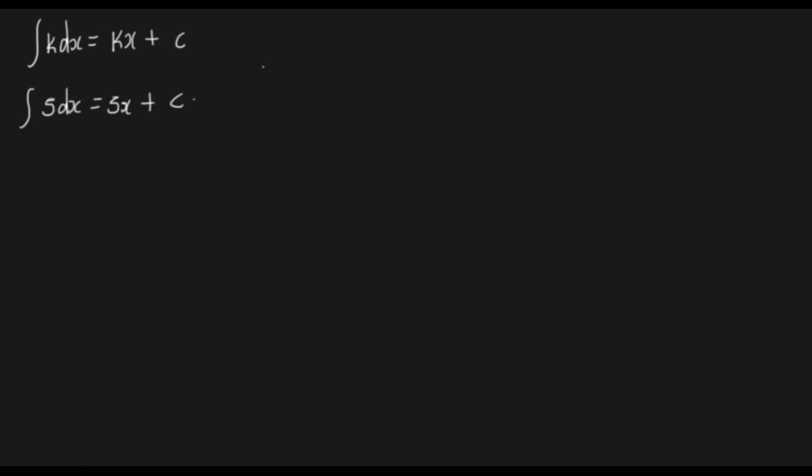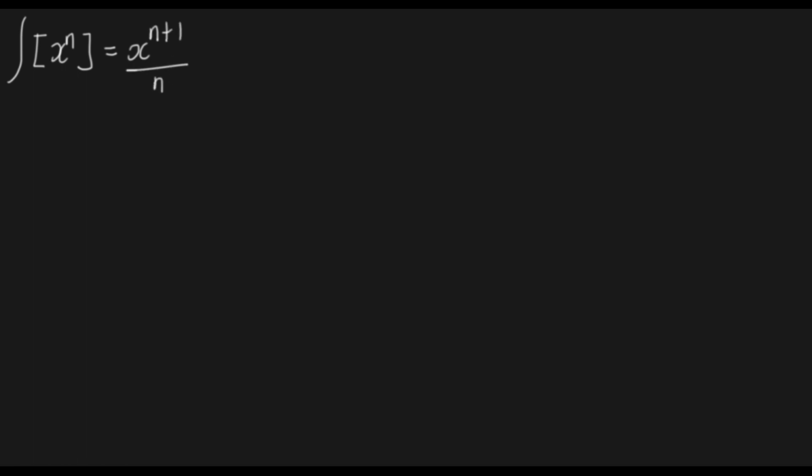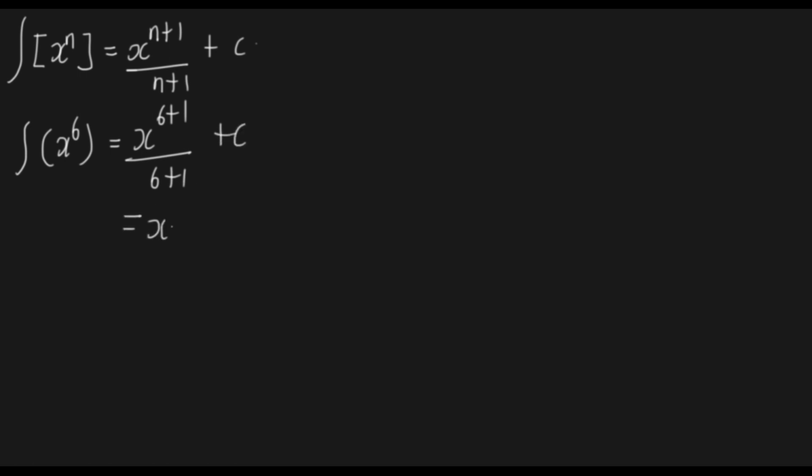Then rule number 2, we look at the power rule. Here we are saying we have x raised to the power n. This can be integrated as x to the power n plus 1 over n plus 1, plus c, some constant. Let's say we have x raised to the power 6. This can be x raised to the power 6 plus 1 over 6 plus 1, plus c. So we get x raised to the power 7 over 7 plus c.